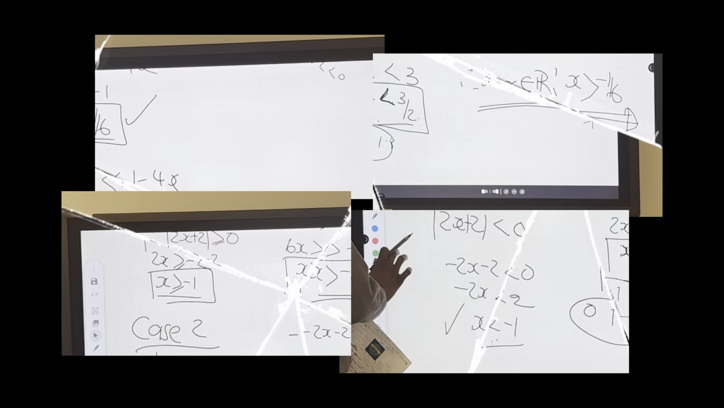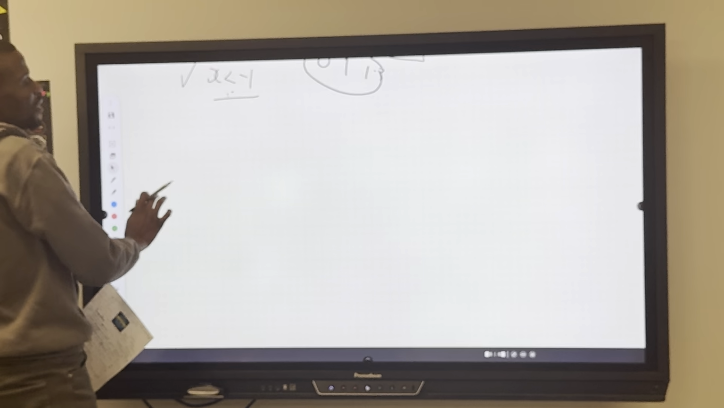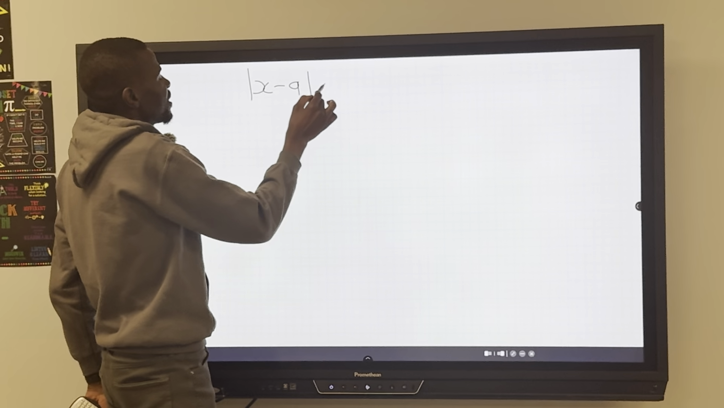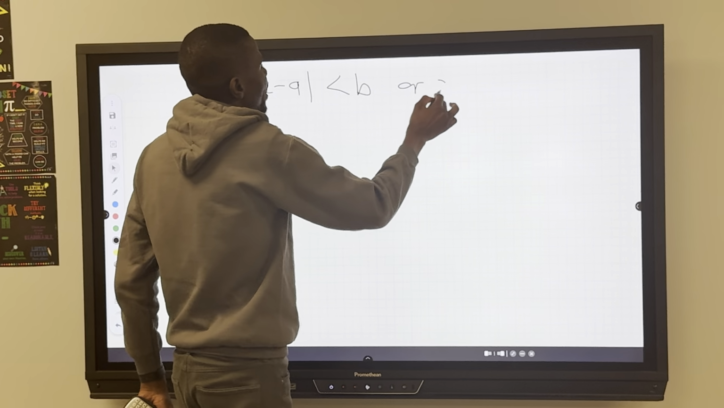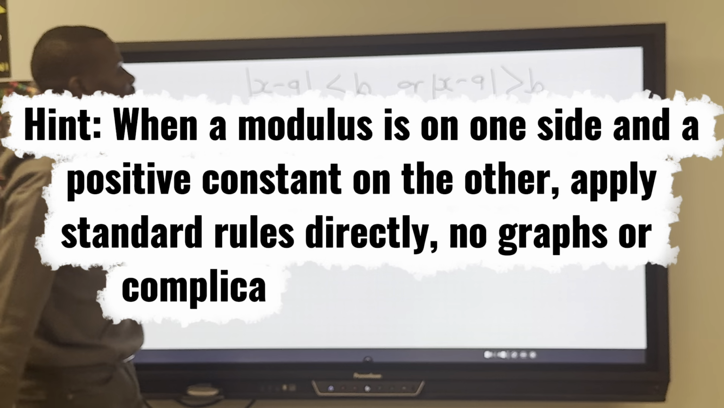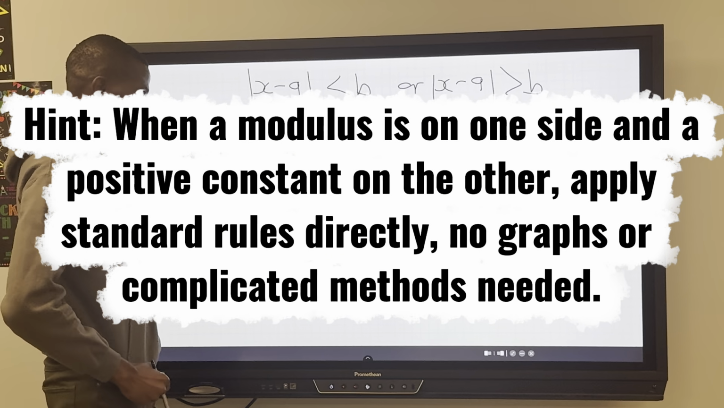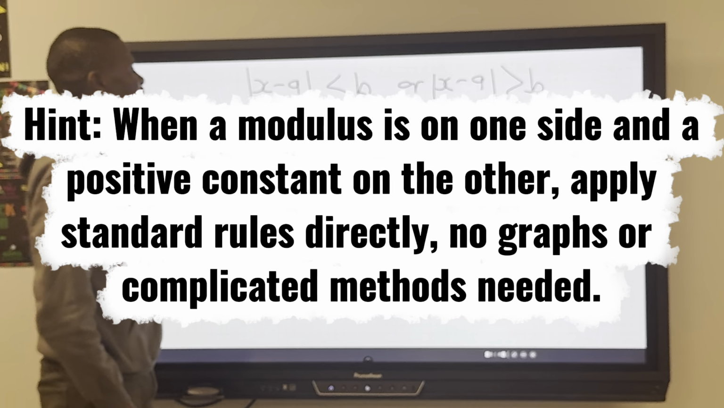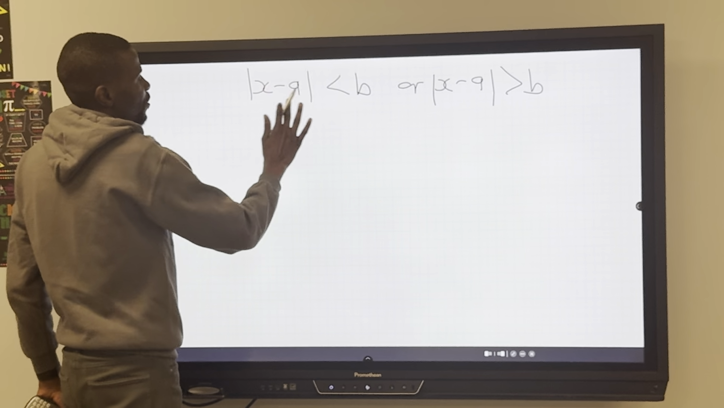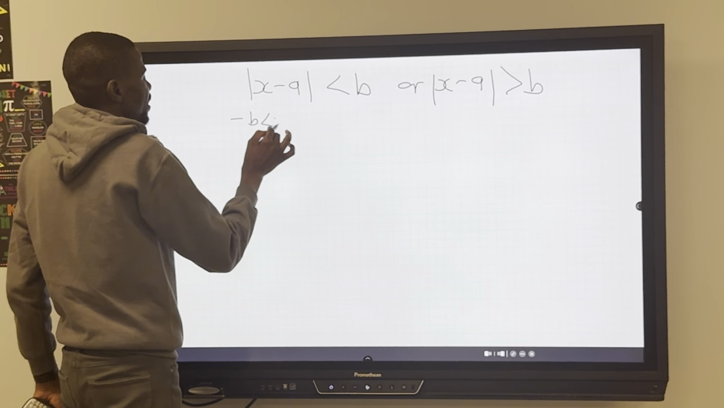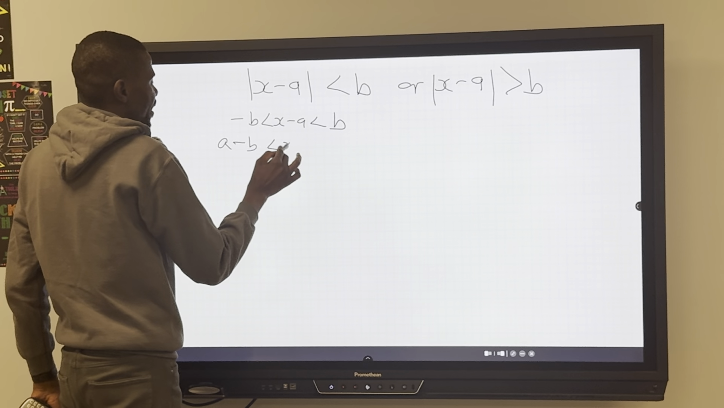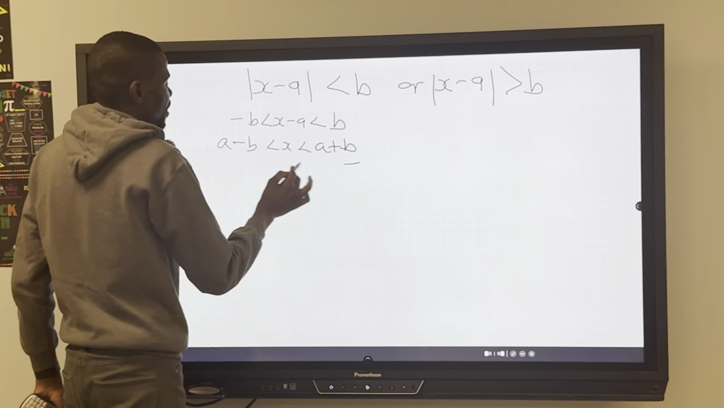Last but not least, I just want to talk about this in general. So suppose we have absolute value of x minus a less than b, or absolute value of x minus a greater than b, and in this case b is just a positive value. So instead of squaring or graphing, just know that the standard result is negative b less than x minus a less than b. So it will be negative b plus a less than x less than a plus b. That will be the solution.